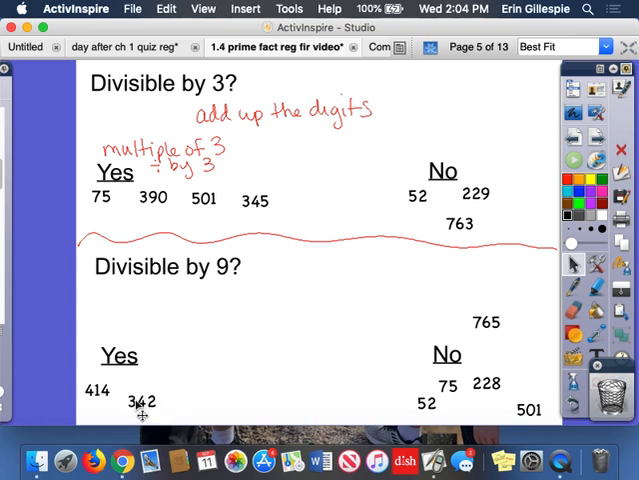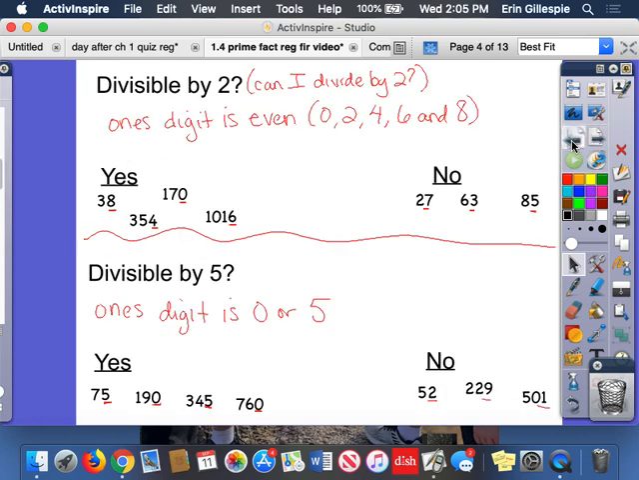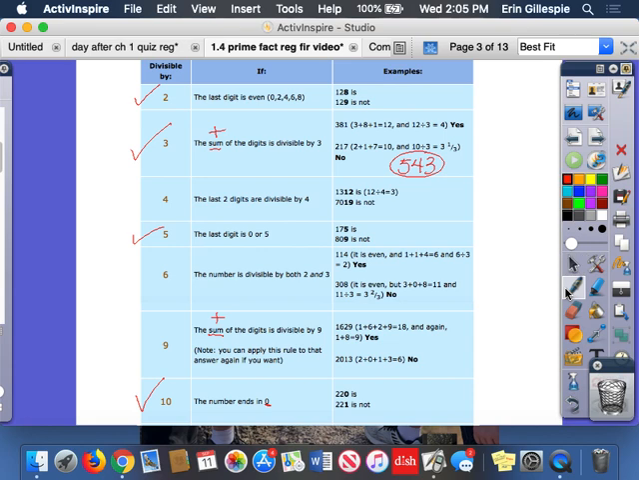342 is a yes. 3 plus 4 is 7, plus 2 is 9. And 765 is also a yes. 7 plus 6 is 13, plus 5 is 18, and you can divide 18 by 9. All right, divisible by 4. Let's check this one off.